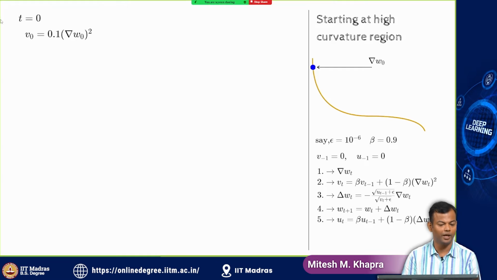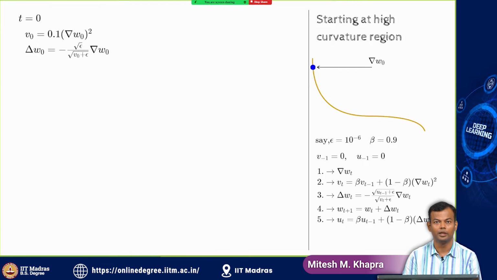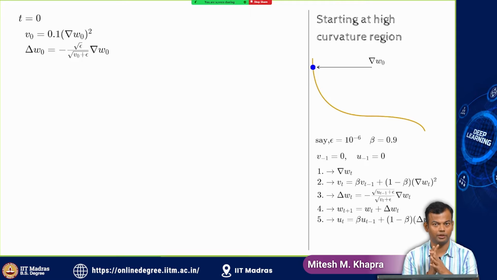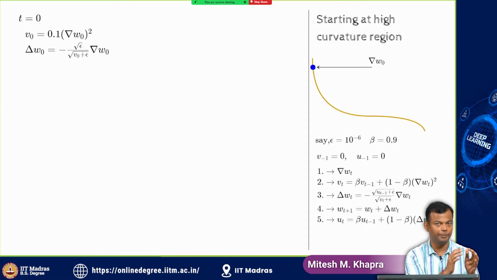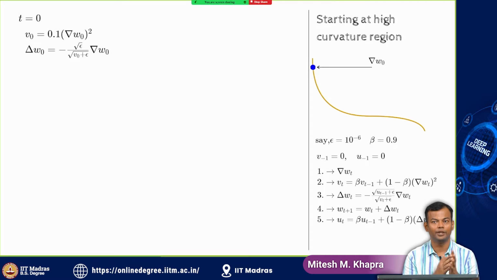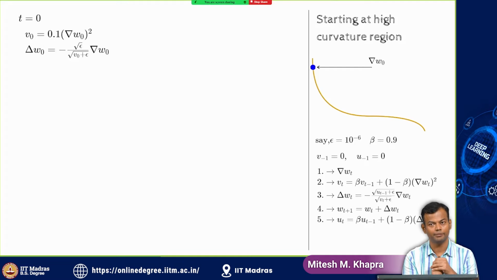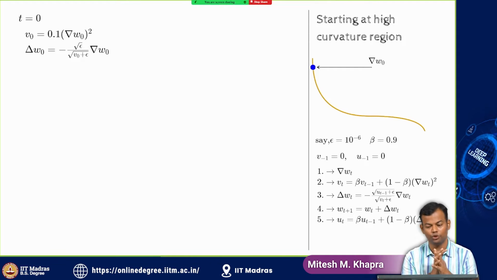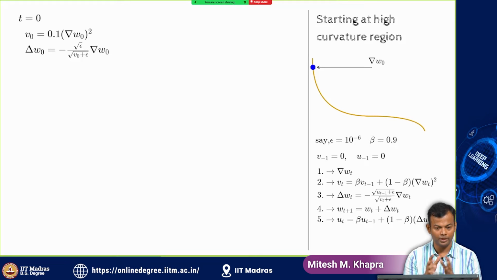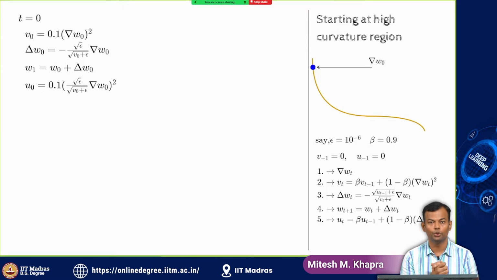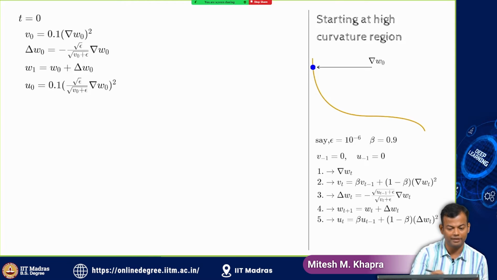So v0 is going to be 0.1 into nabla w0 squared, where nabla W0 is the derivative. Then you have the update, which is delta W0, the change that you're going to make in W0. And currently your U minus 1 is 0, right? So then you only have epsilon in the numerator. So you make that update. Then you do W1 is equal to W0 plus delta W0. Then you compute U0, right? And this is what I was emphasizing on, right?